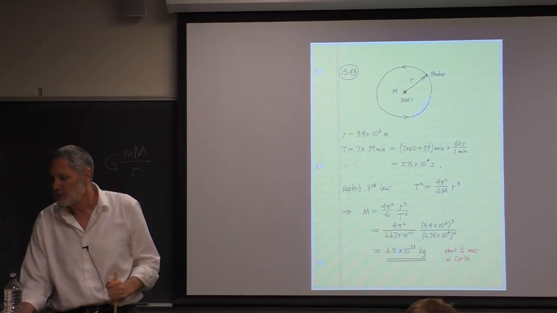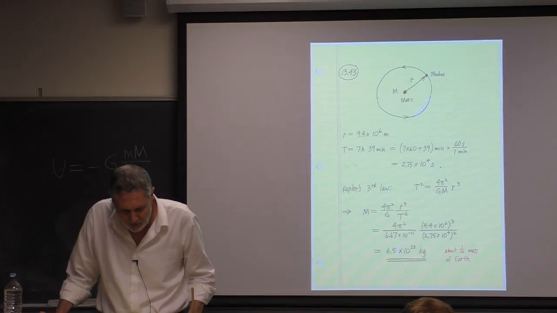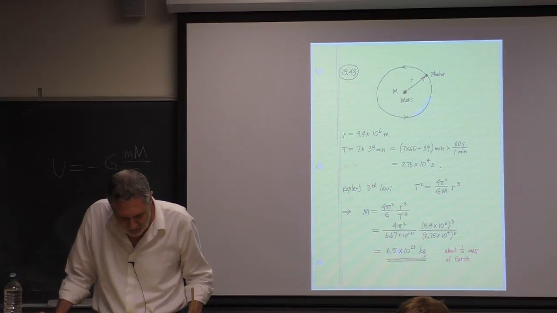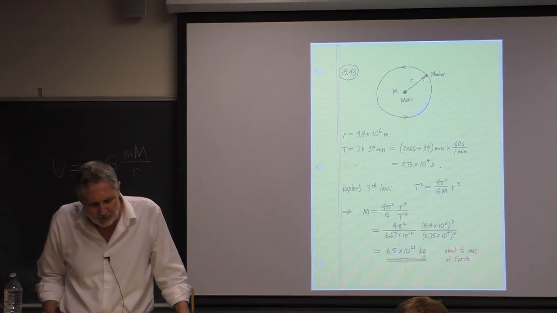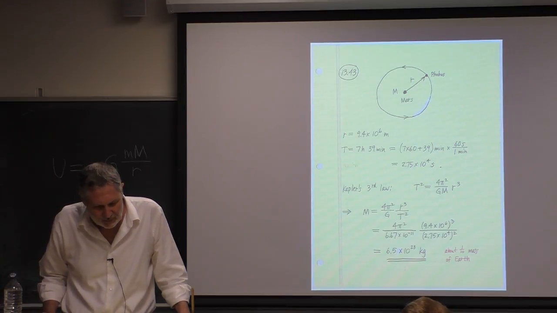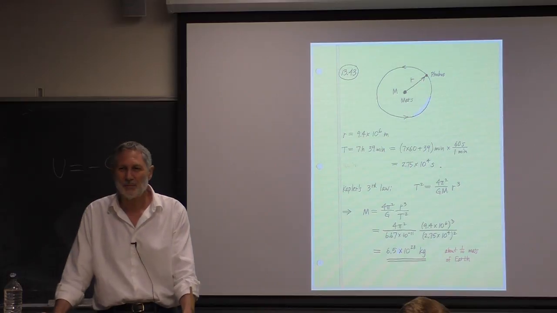Okay, the next one, another planetary type problem. This is 43. So Phobos, this is an actual moon. I guess it's so small they call it a satellite. I don't know, they have trouble with what they call a planet.